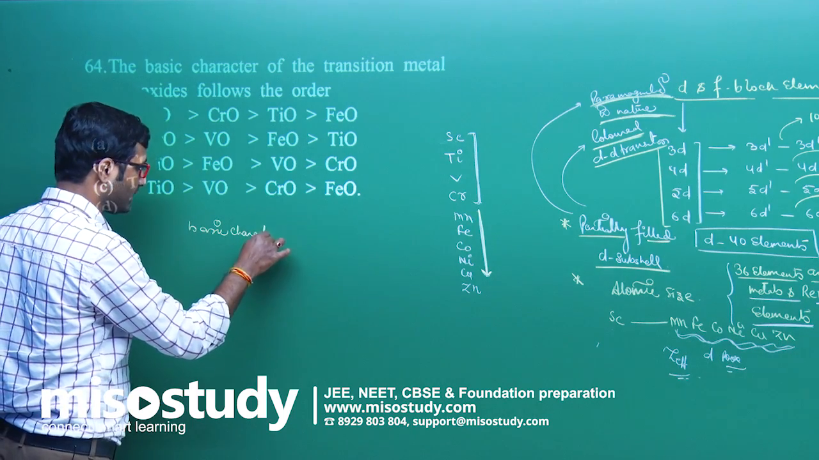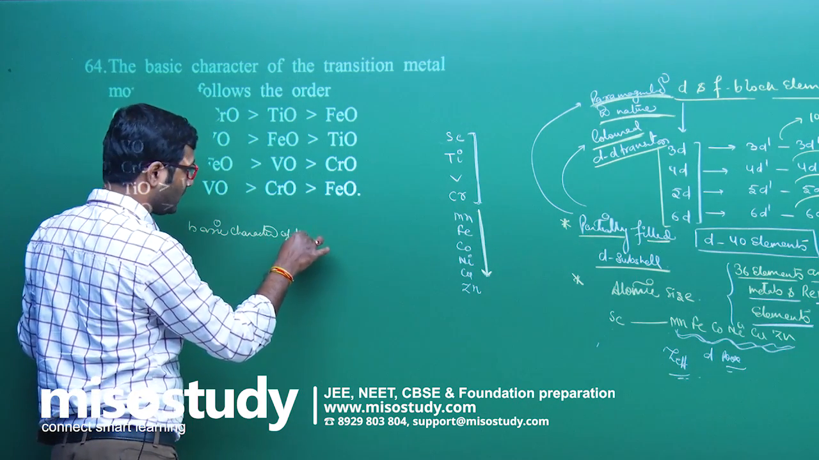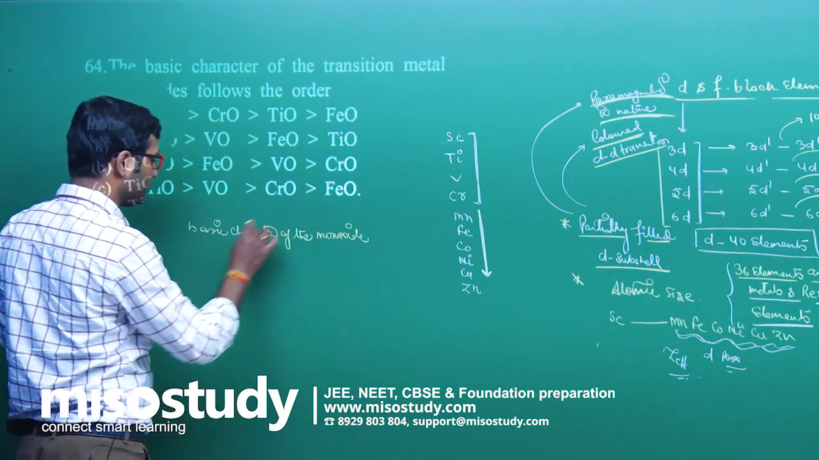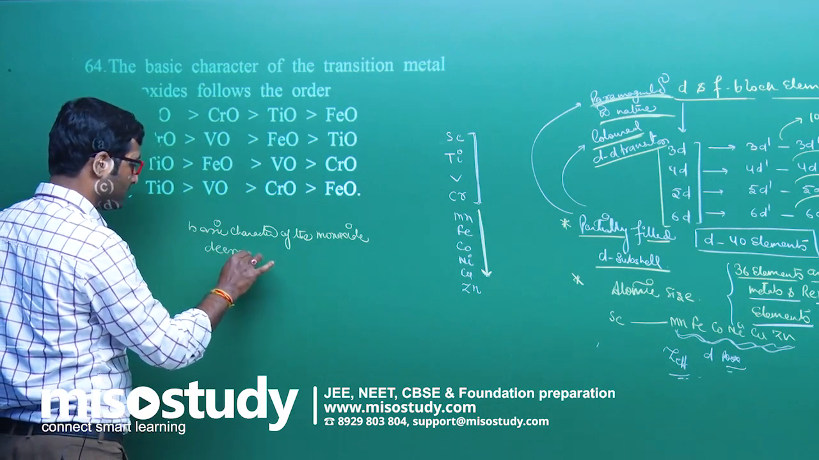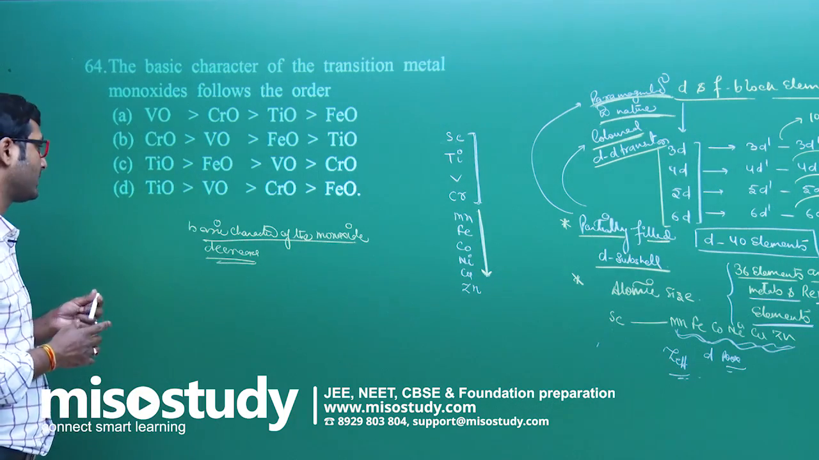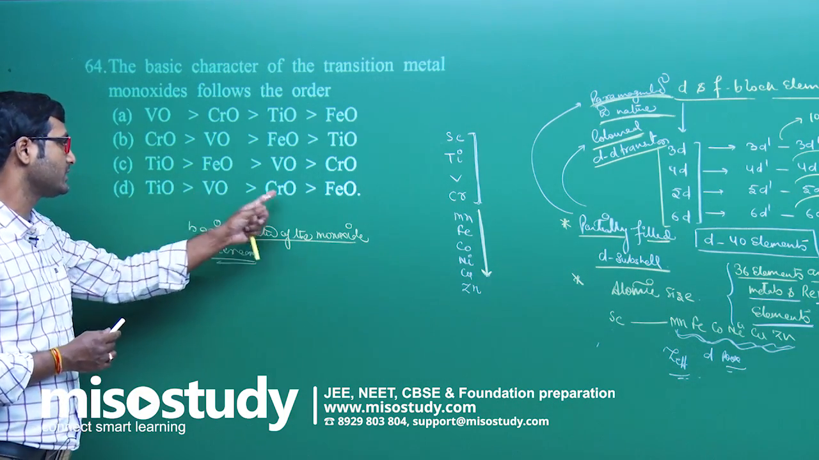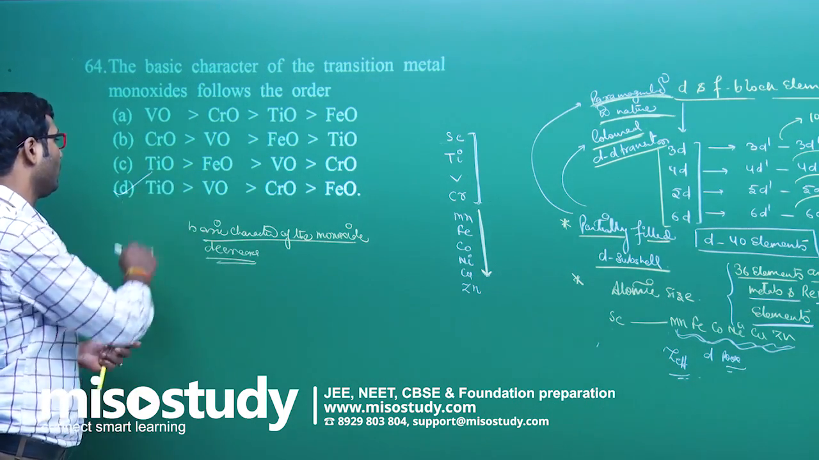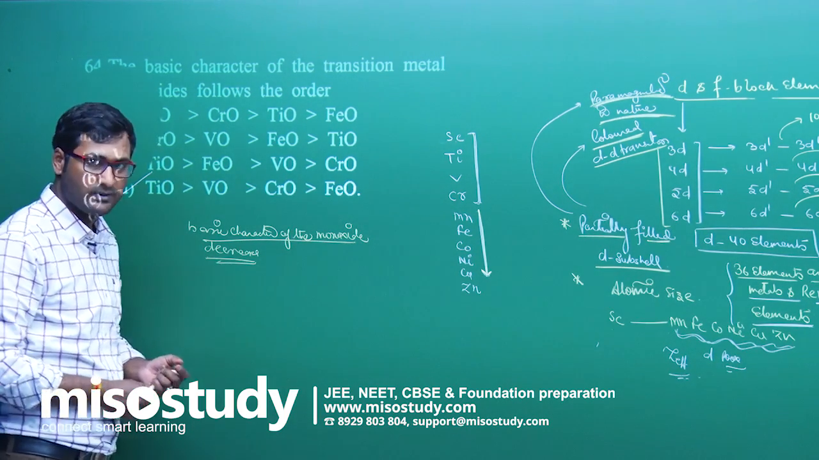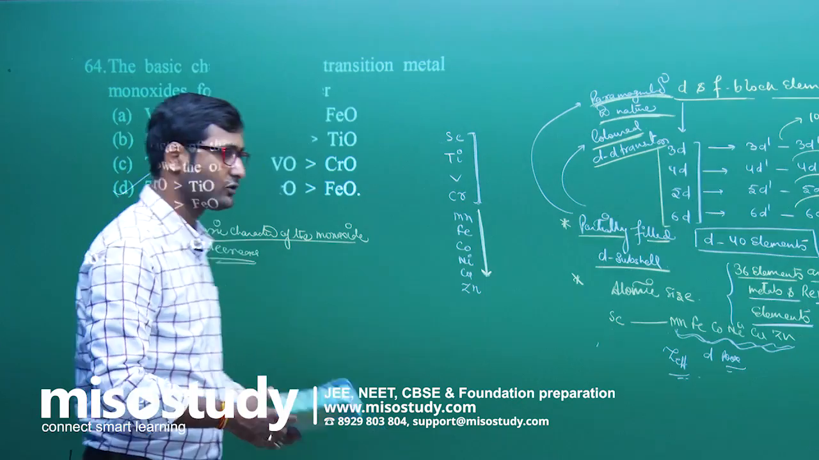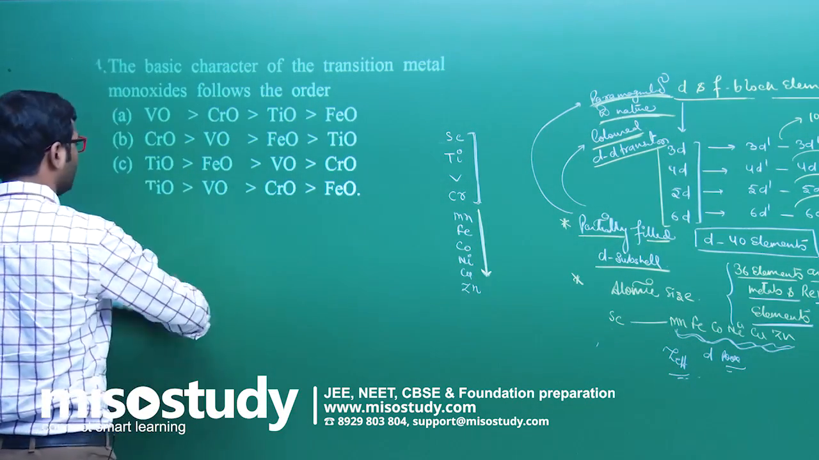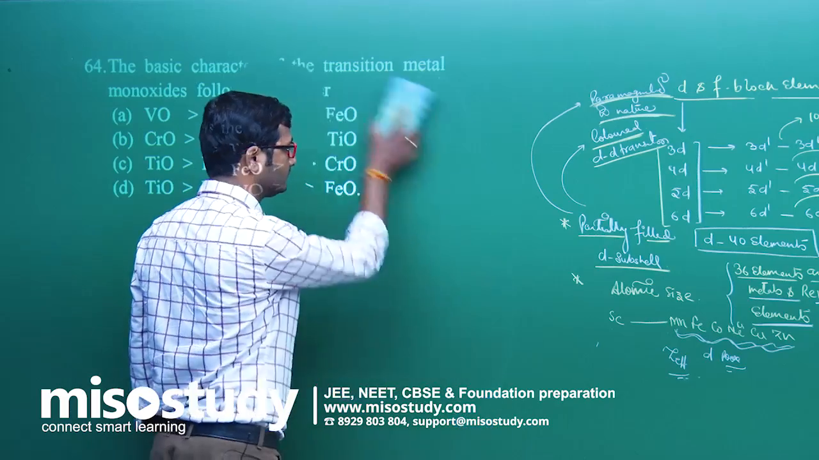decreases. Is it clear to you? What I am telling is, the basic character of the monoxide decreases. So what is the order? TiO, VO, CrO, and FeO. This is the correct option. So for question number 64, we will say that D is the correct option. Now I am going to rub this part and let's move to the next question.